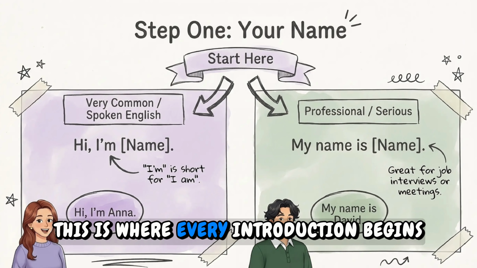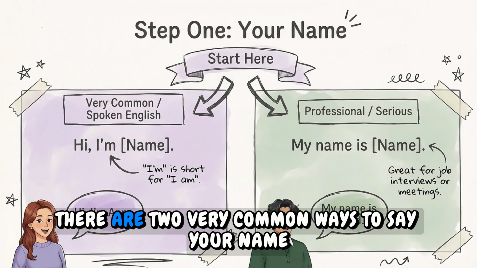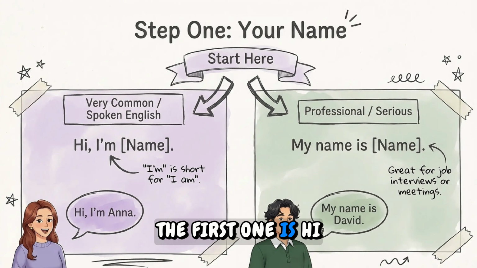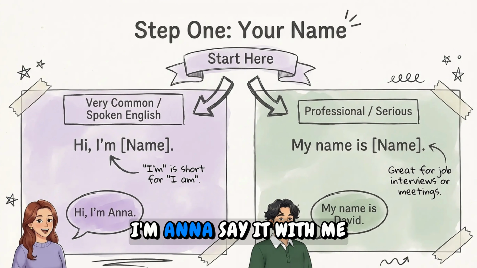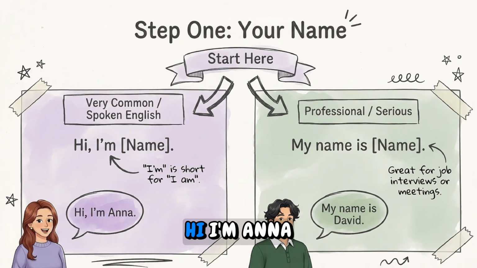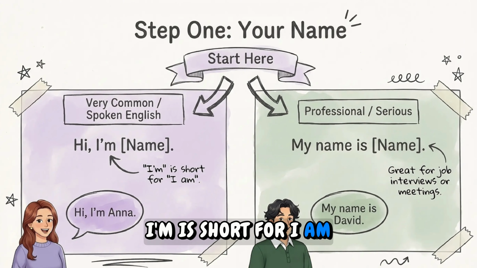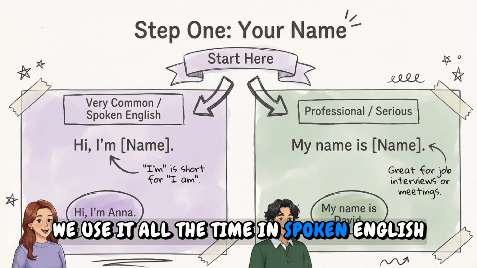Okay, step 1, your name. This is where every introduction begins. There are two very common ways to say your name. The first one is, "Hi, I'm Anna." Say it with me. Hi, I'm Anna. Hi, I'm David. Easy, right? I'm is short for I am. We use it all the time in spoken English.